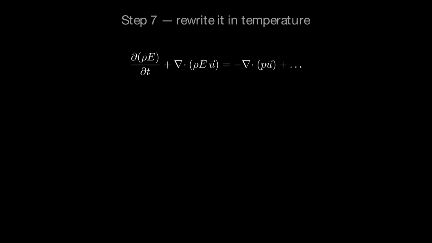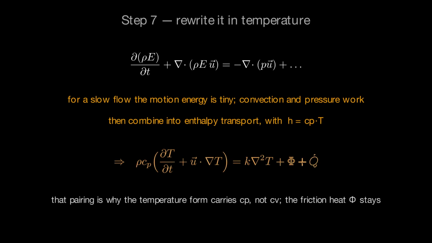One last move. For a slow flow, the motion energy is tiny, so we drop it. The convection and the pressure work then combine into what's called enthalpy transport, and the heat content becomes the heat capacity times temperature. The left side collapses to density times heat capacity times the rate the temperature changes following the flow. And that, including the pressure work, is exactly why the temperature equation carries the constant pressure heat capacity, not the constant volume 1. The friction heat stays.